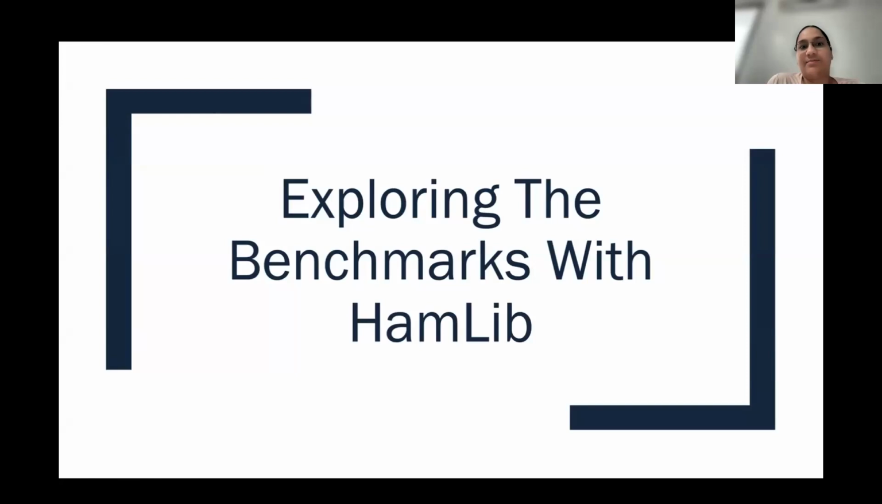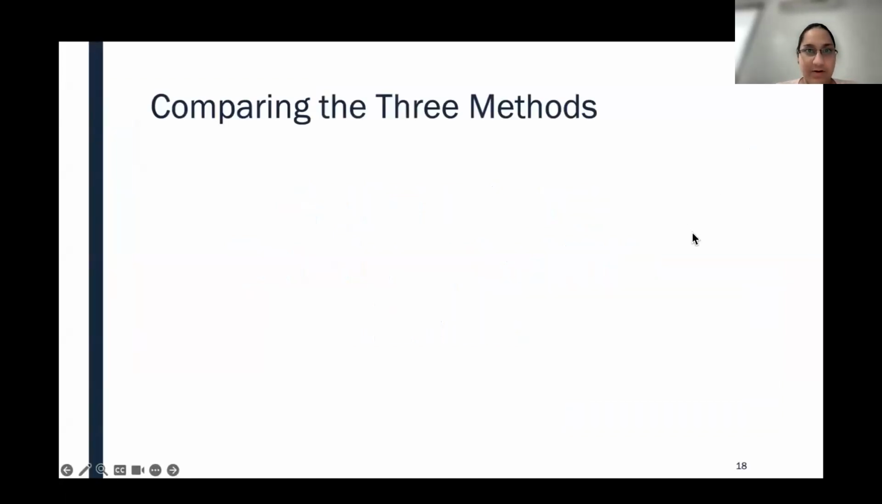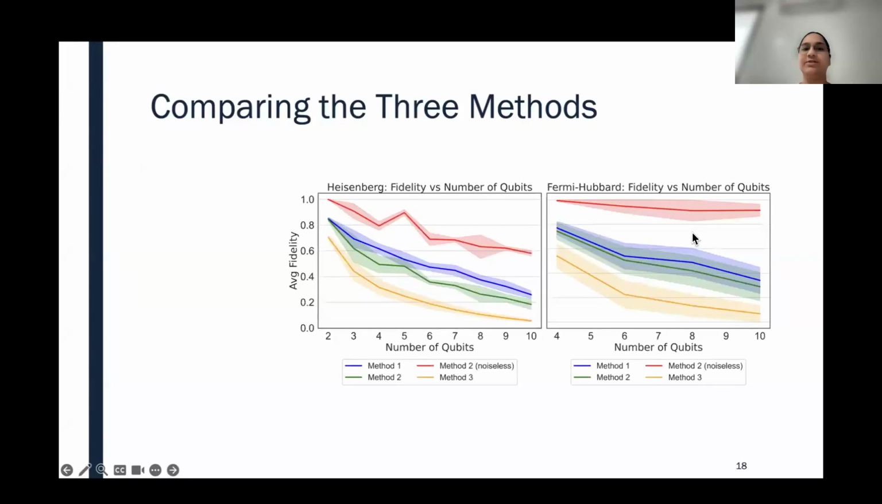So I'm going to start by talking about exploring the benchmarks with hamlib. But before we go there, let's see how different methods compare to each other. Okay. So we will take a look at these two plots. The first plot is for the Heisenberg model, and the second is for the Fermi-Hubbard. I'm going to talk about what these models are in a later section, but this slide is only about comparing the three methods and how they look in general. So method 1, as described by Sunny, is representative of hardware error only.